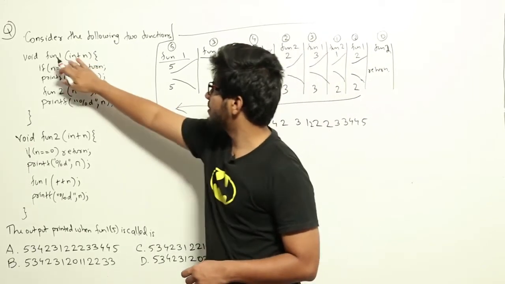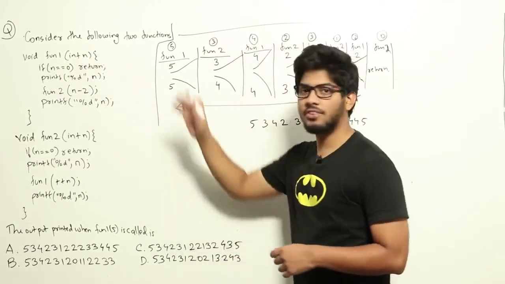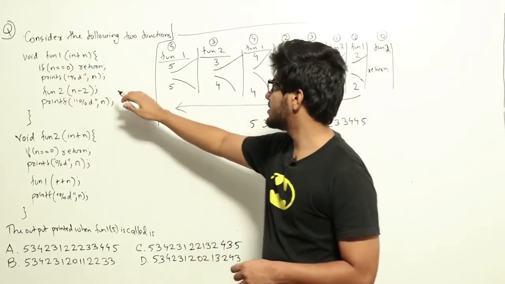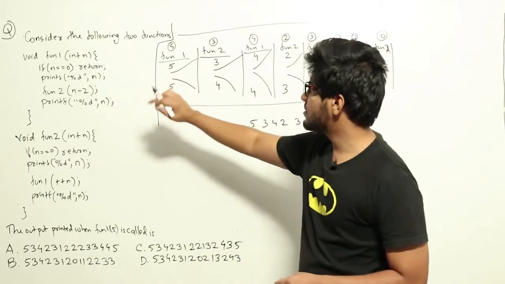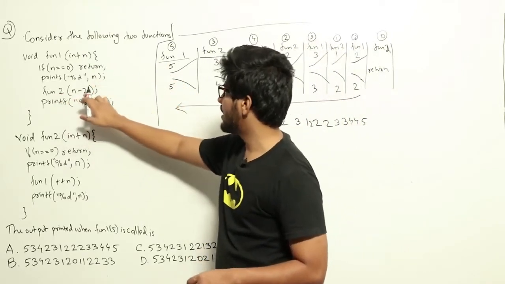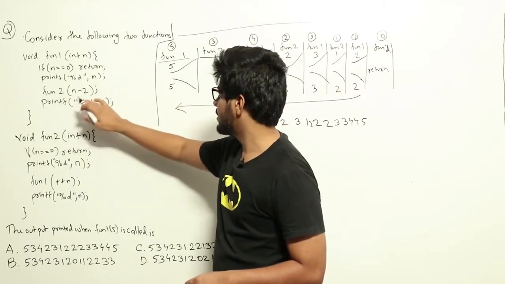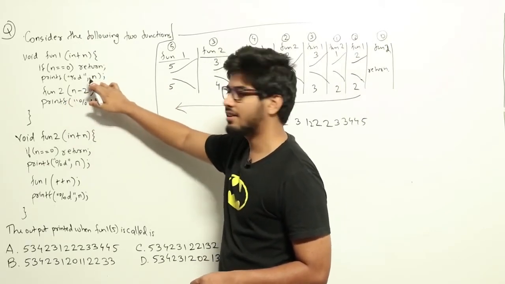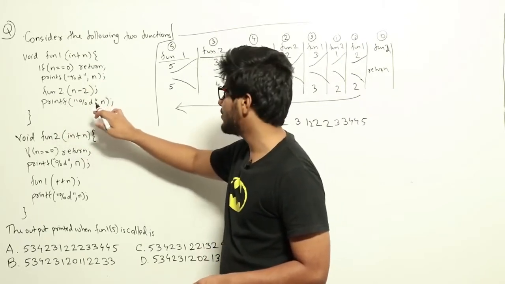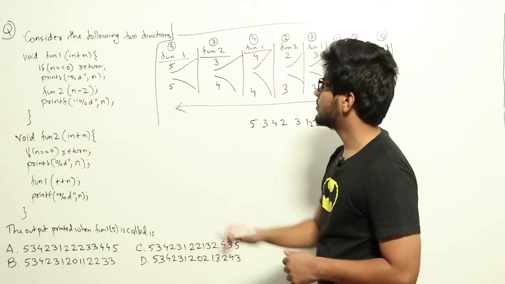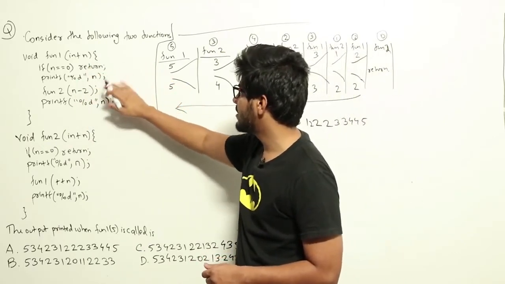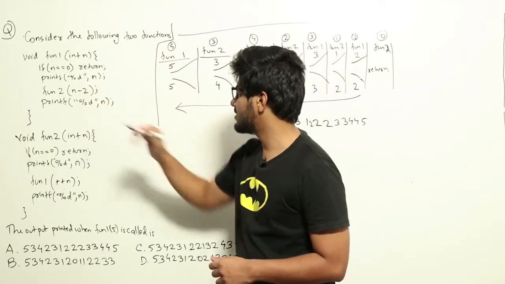If you look at fun1, if you are calling it with some value of n, whenever n is 0, it will return. So the exit condition is that n becomes 0. If n is non-zero, it will immediately print n. It will call fun2 with n minus 2. The value of n doesn't change in this function, so it will print n once again, the same value, and then it will return. So if n is 0, it will return. If n is non-zero, it will print n, call fun2, print n again, and then exit.